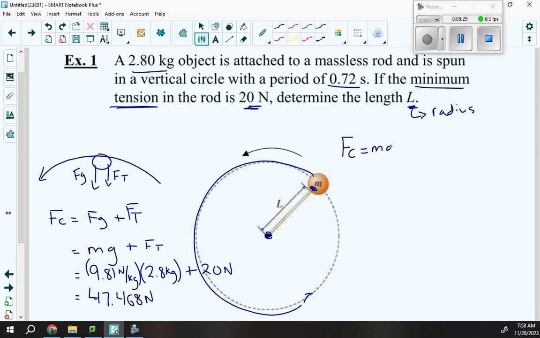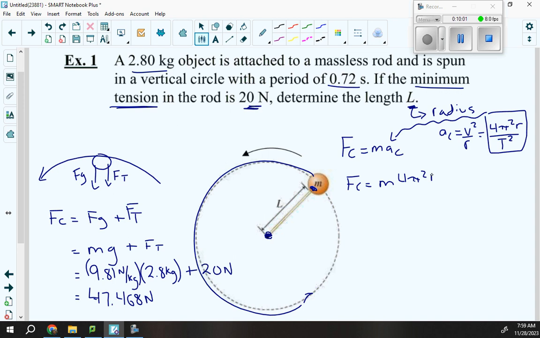FC is equal to M times AC. So we could go ahead and solve for AC and then solve for the radius from there. Or we could just think to ourselves, I got AC is equal to V squared divided by R, which is also 4 pi squared R divided by T squared. So we're looking for radius. It's in both versions of this, but because we're given period, we can plug this one in here. So FC is going to be M times 4 pi squared times r divided by t squared.